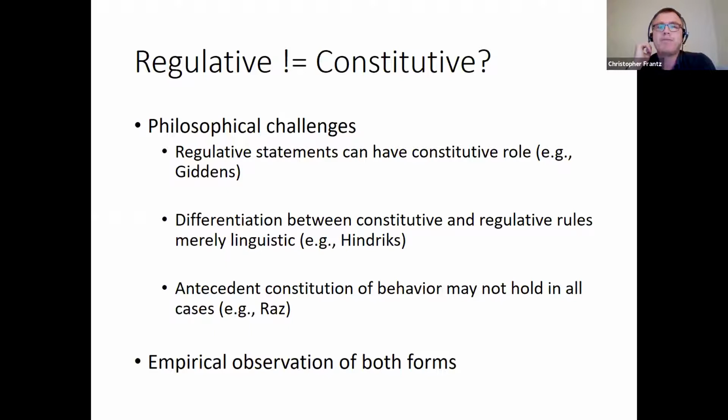And perhaps a more prominent critique of the original conception by Searle is the idea that the antecedent constitution of behavior, before it's then actually enacted and regulated, may not hold in all cases. So how do we deal with this? Well, empirical observations suggest, and Saba has motivated this quite well, that in policy we actually have sections that are dedicated to definitions or conceptual characterizations in the first place. So how do we capture those?